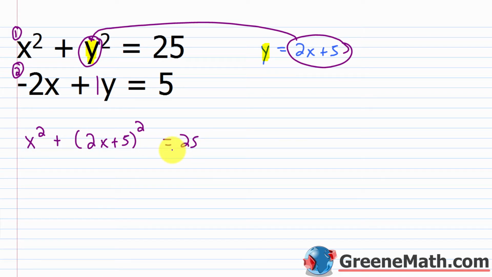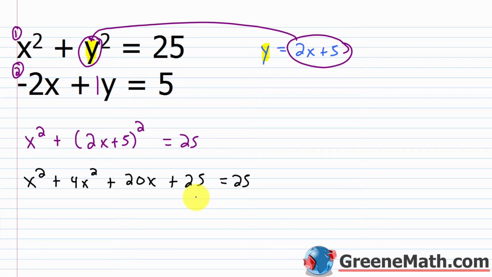Now that we have that out of the way, once you got that concept down, it's just pretty much some simplification from that point. So we have x squared plus, I'm going to square this. I can use my special products formula. I know that I would take this first term, this 2x, and I would square it. 2 squared is 4, x squared is just x squared. Then plus 2 times this term times this term. 2 times 2x is 4x. 4x times 5 is 20x. Then plus this last term 5 squared, which is 25. And then this equals 25.